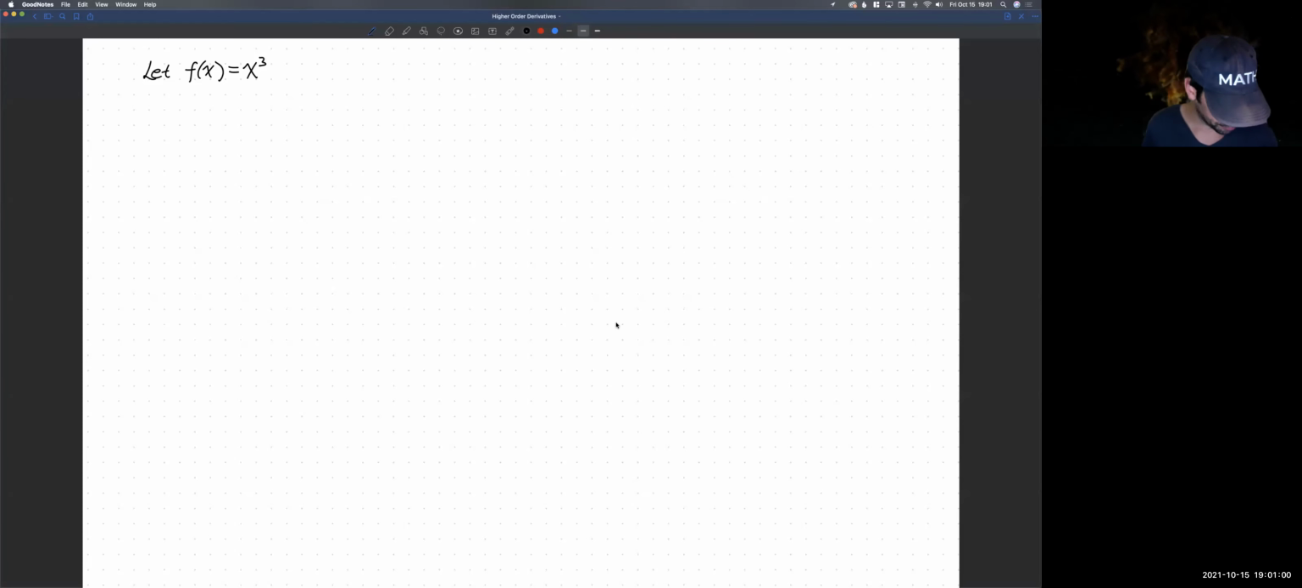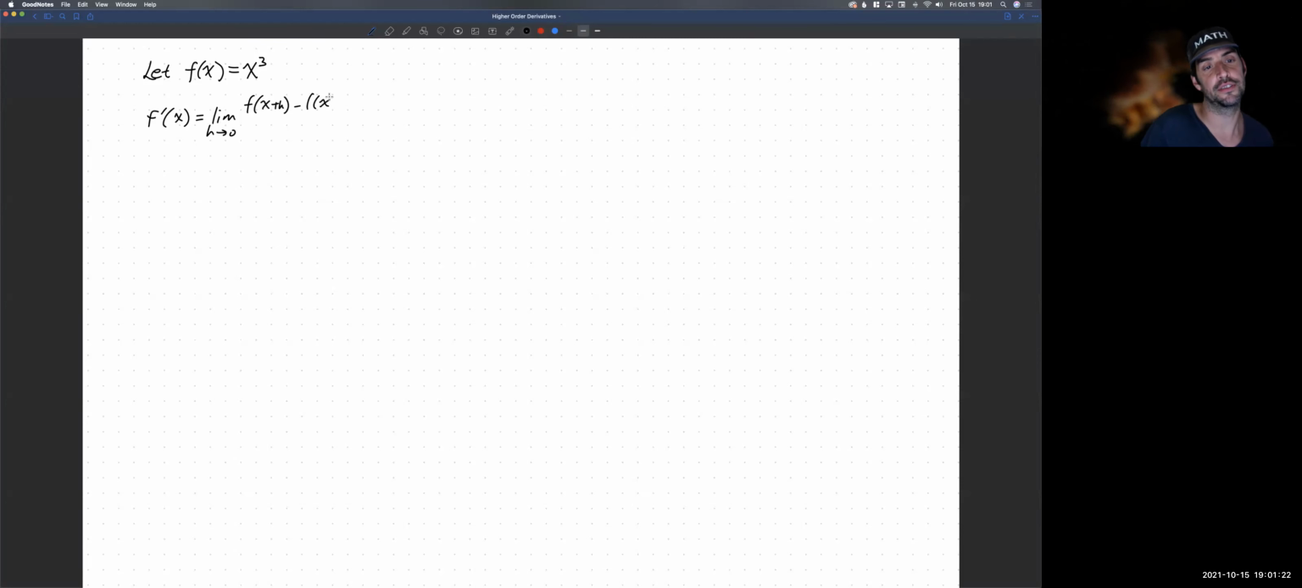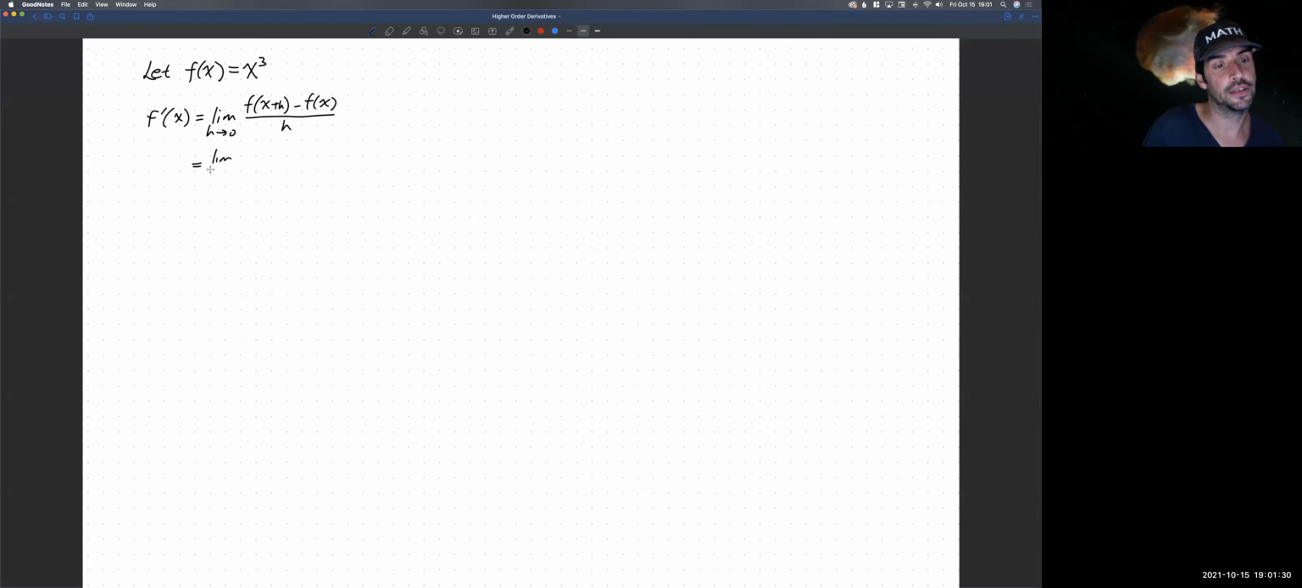Hey everybody, so we've got a couple more derivative things to do here. So let's just start with this function f of x equals x cubed, and let's compute its derivative. It's always good to remind ourselves the definition. The derivative here is the limit as h goes to 0, f of x plus h minus f of x all over h. And so we can take, it'll be x plus h cubed minus x cubed over h.